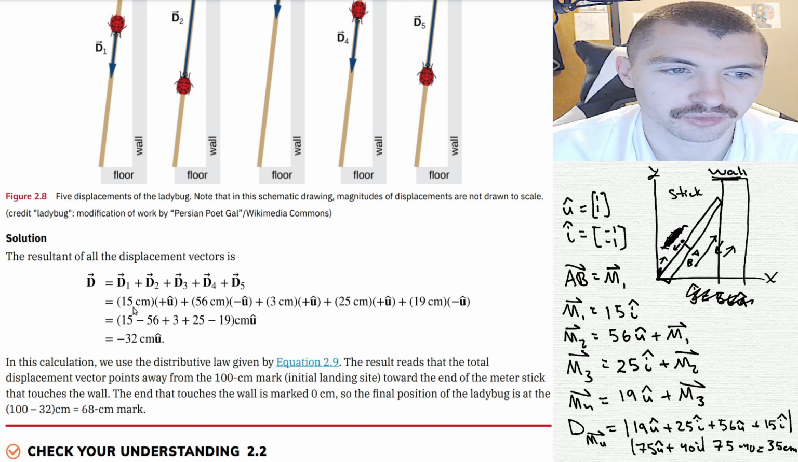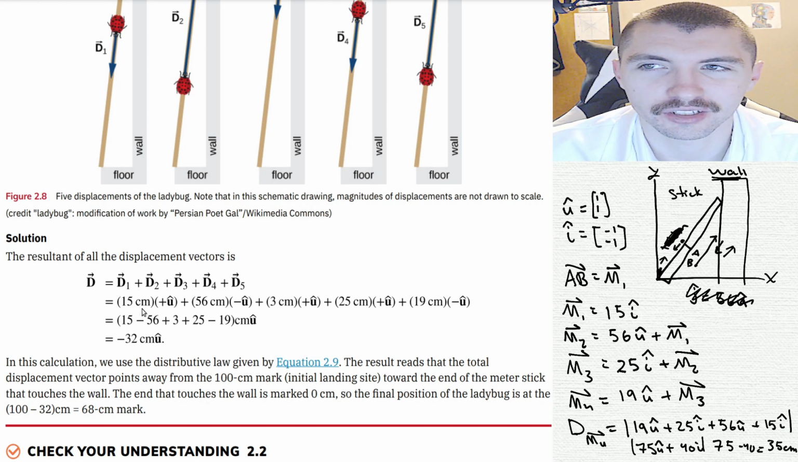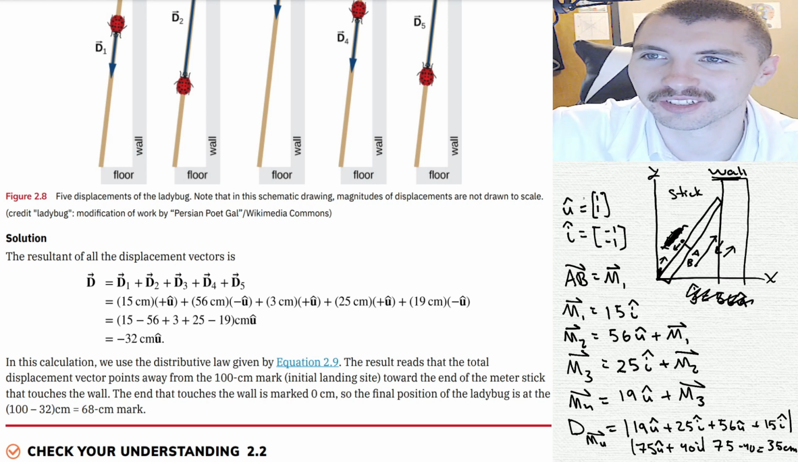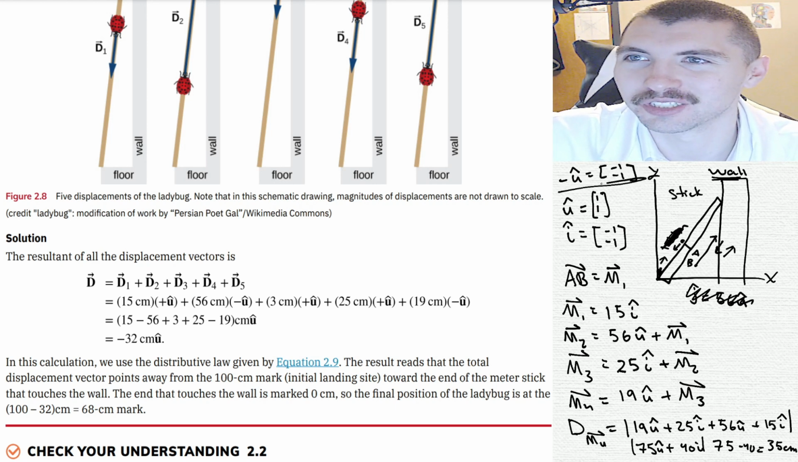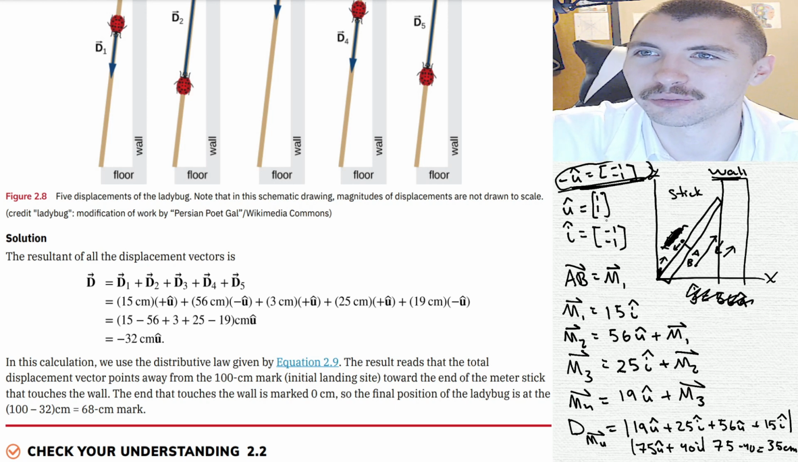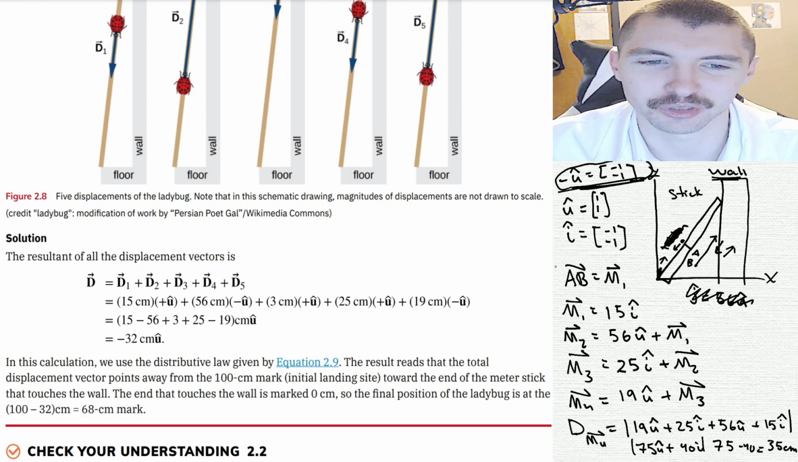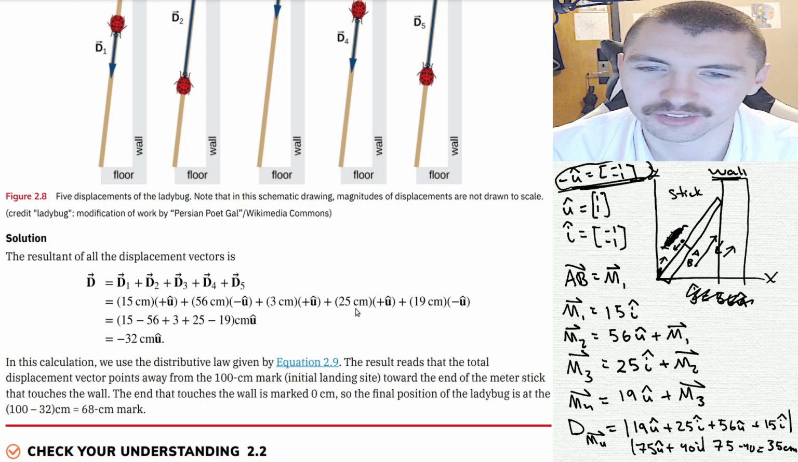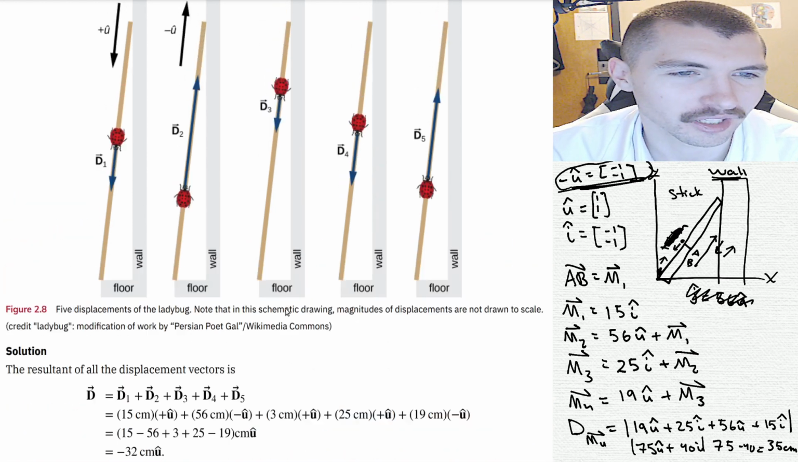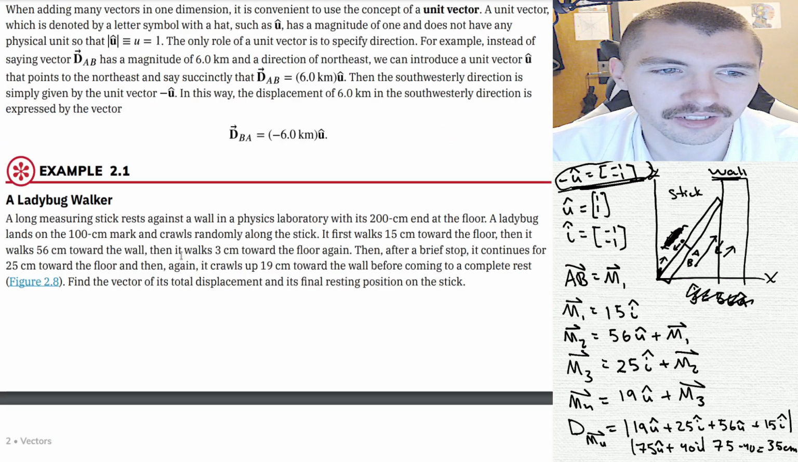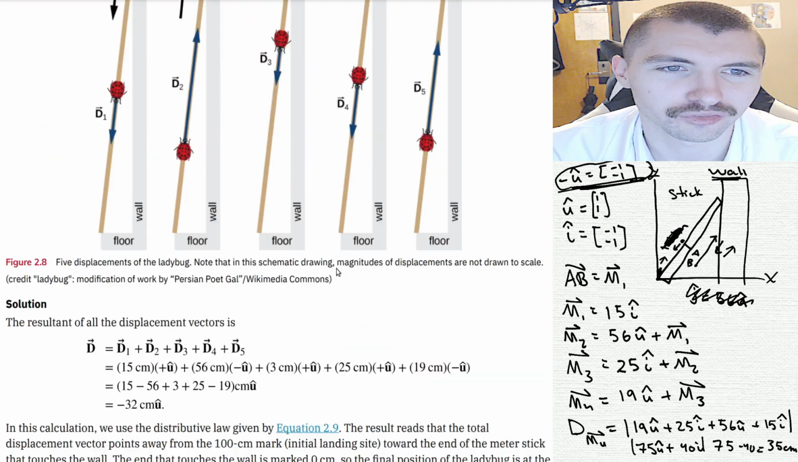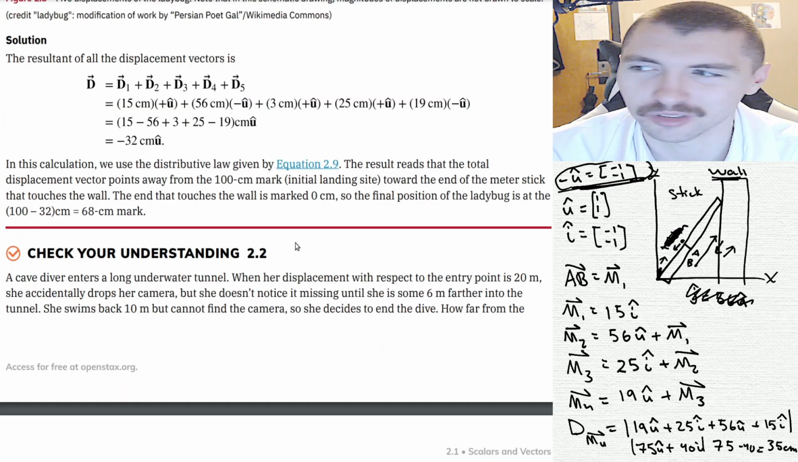Okay, well, let's check our numbers. 15, 15, so I see what they did. They did this a little smarter. They just did negative U hat equals negative I hat. So we should have done this, but I think we're on the right track for the most part. So we have 19, 25, 3 centimeters. Okay, so I missed the 3 centimeters somewhere. So that's why we're off by 3. So I think we nailed this one.